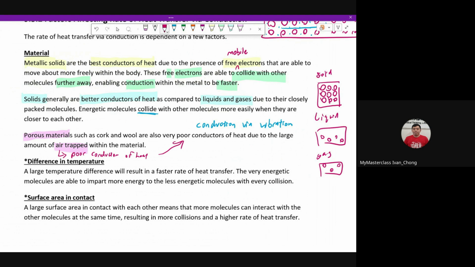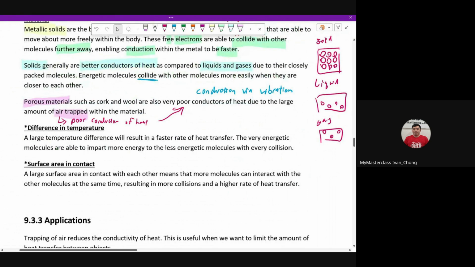So because of that, you will lose heat slower. Remember, when we talk about a poor conductor of heat, you want to say you lose heat slower or you gain heat slower. Basically, if you are poor, we are talking about slow. If you are a good conductor, on the other hand, you will gain heat faster. So just be careful which is which. The phrasing will be slightly different.